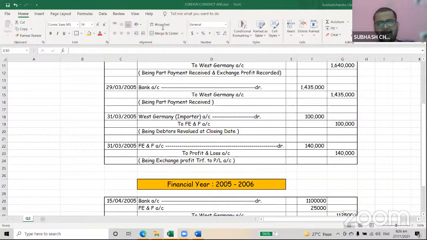This is very simple. One entry you pass by yourself, you will be able to rectify it. It's a very simple chapter. I personally find it very simple, very easy, very interesting. All of you, can you prepare necessary ledgers for this question? I'm giving you the homework for this question. Prepare necessary ledgers.